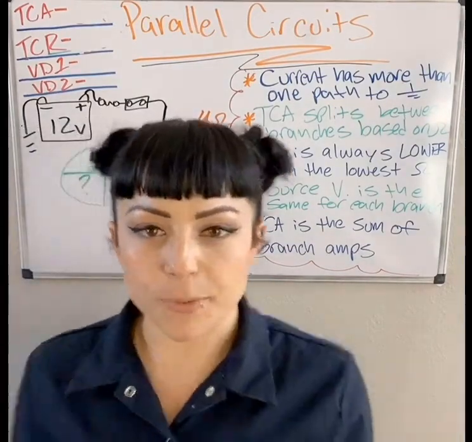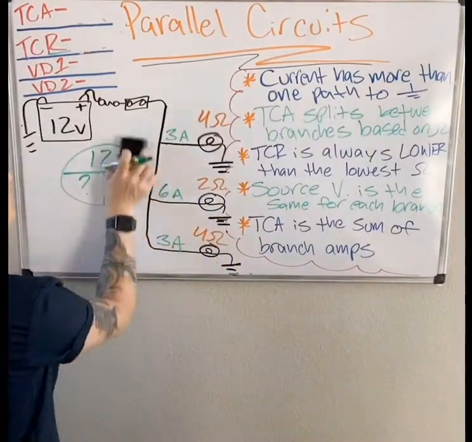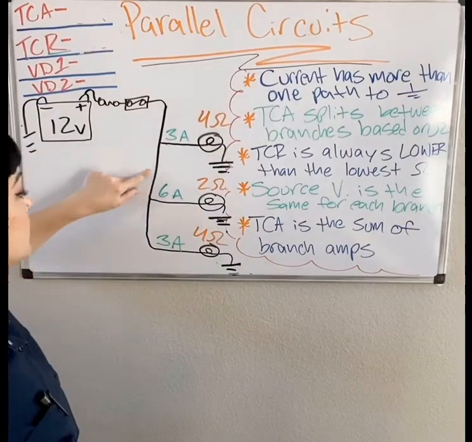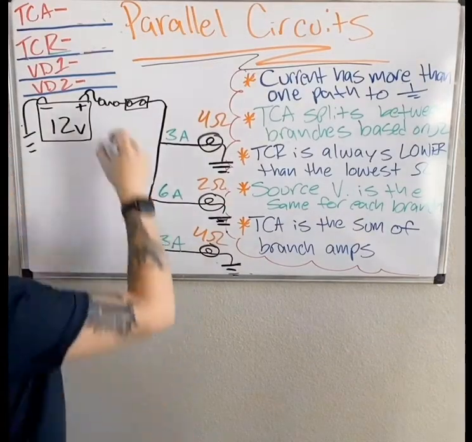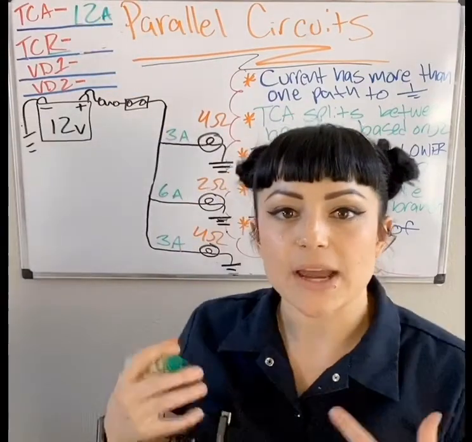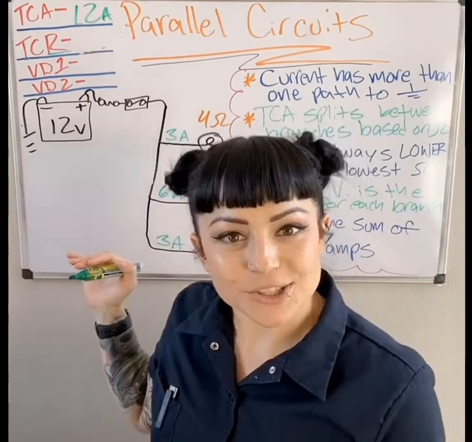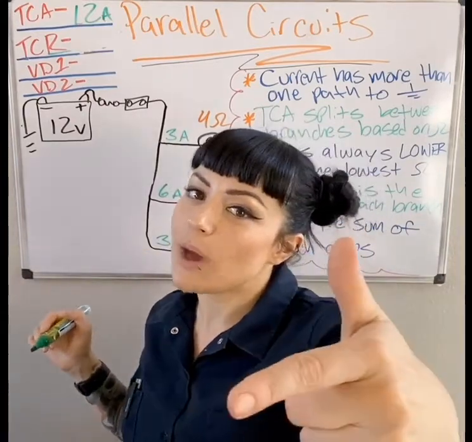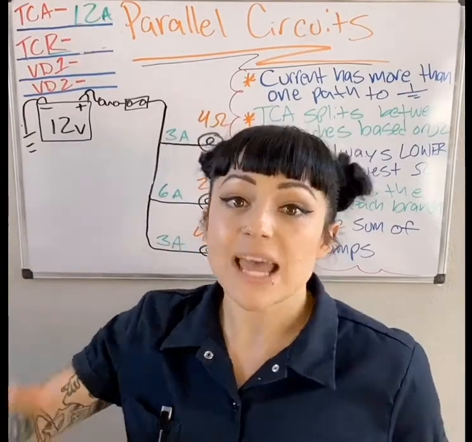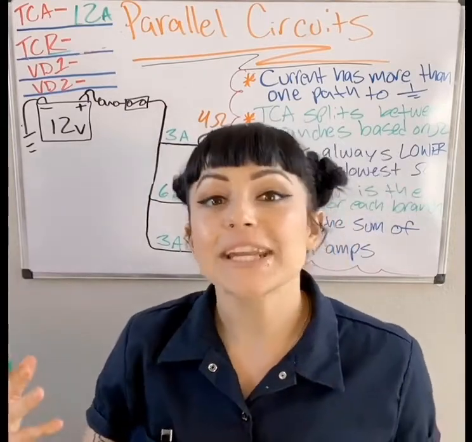Now we know all the branch amperages. Let's add them up to find Tca. So we've got 3 plus 6 plus 3 is going to give us a Tca of 12 amps. Notice the amperage went up, even though we added a 3rd branch. Lanes to a freeway, my friends. The more lanes, the less resistance, and more amperage we're going to get.